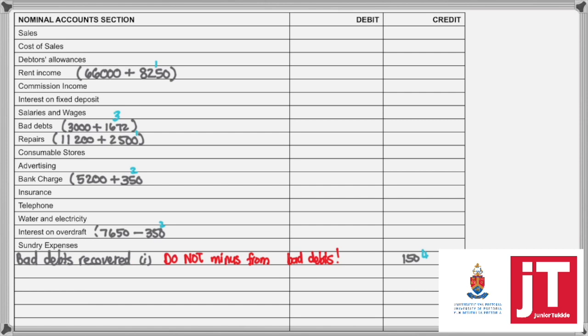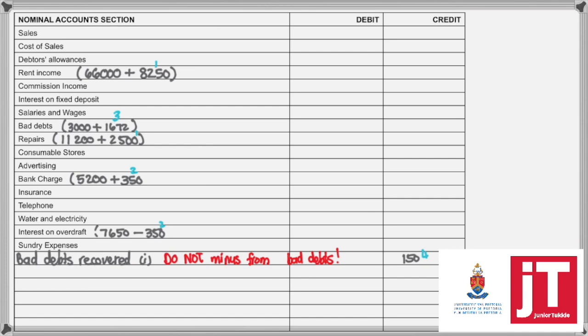It's not a debtor anymore. It has already been written off as bad debts. So you've already added it into the bad debts account. You can't now record it into bad debts again. So keep it separate. Do not minus it from bad debts.